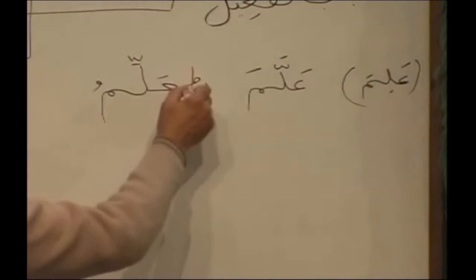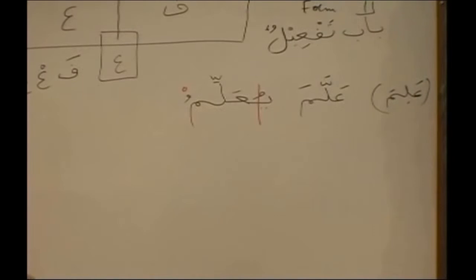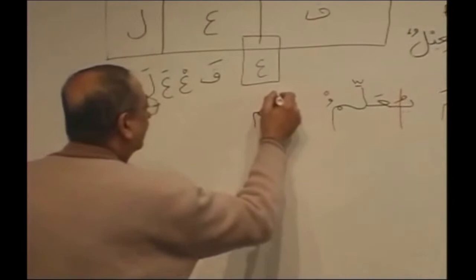Okay, brothers and sisters, now we come to Amr. How do I make Amr? What is our normal procedure? One chop. Do I need a Hamza? No, I can pronounce it. And so, what will be the Amr, brother? 'Allim. Are you with me, brothers and sisters?